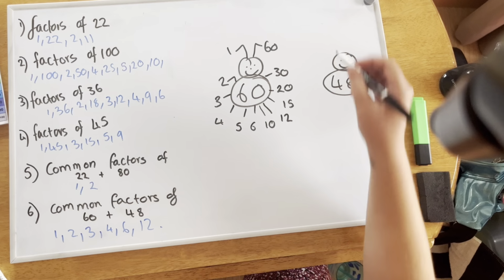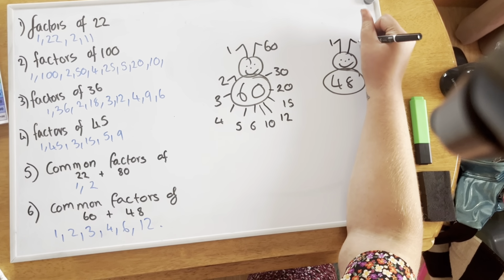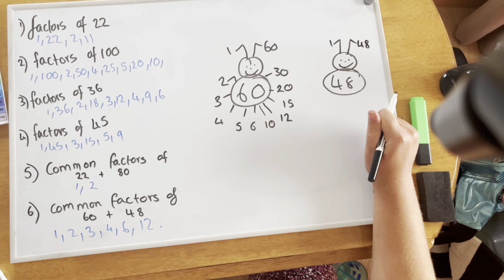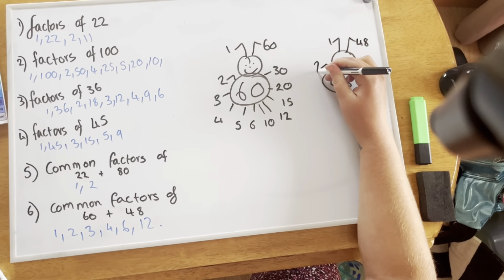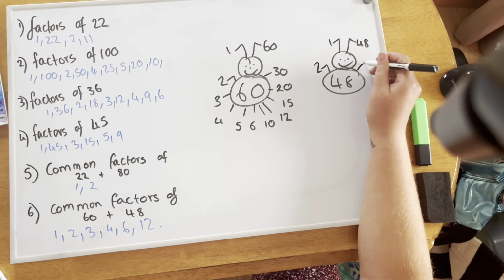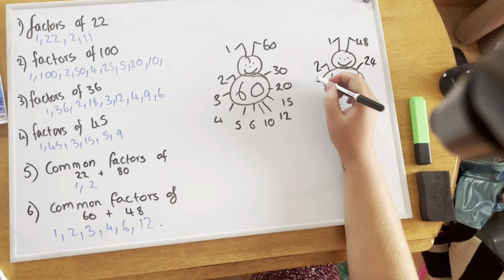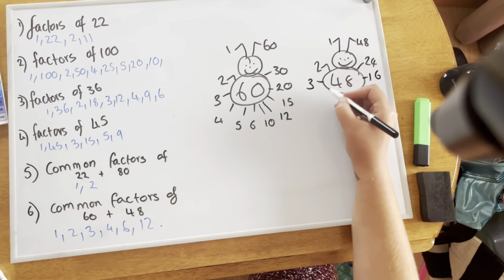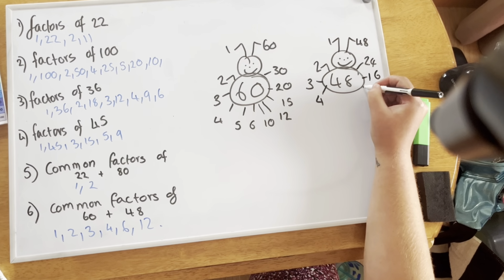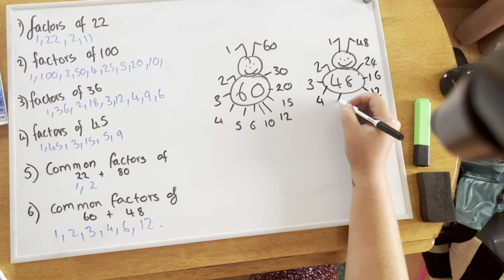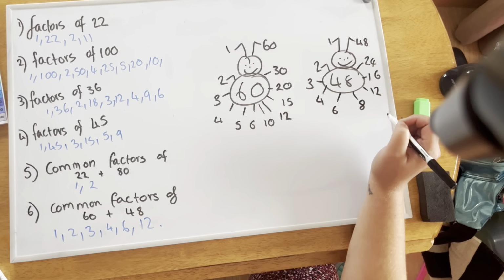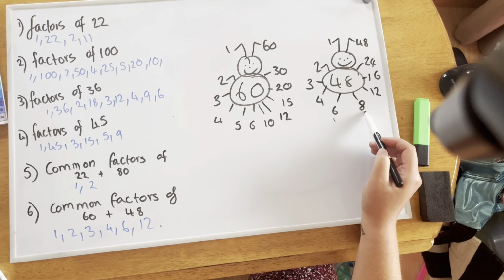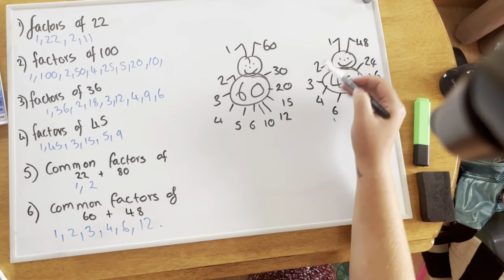Now let's try 48. Always the same on the antennas, the number and whatever is in our factor bug's belly. So 1 and 48. We know it's an even number, so 2 will go into it. 2 times what makes 48? 24. Then we've got 3 and 16. We can also do 4 and 12. And we can do 6 and 8. Again, after 6 will be 7. 48 isn't in the 7 times table, so then it would be 8. And we've already got 8 here, so we know we found them all.